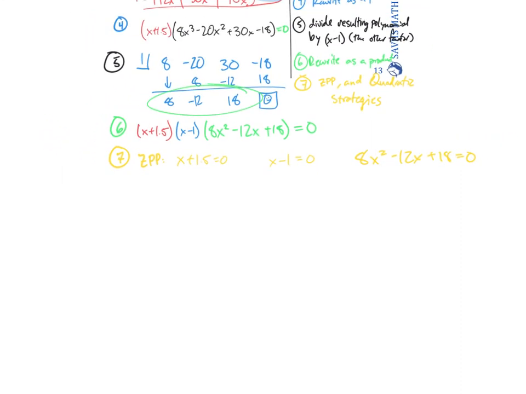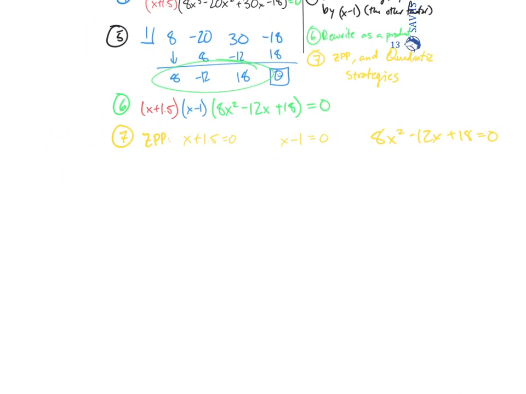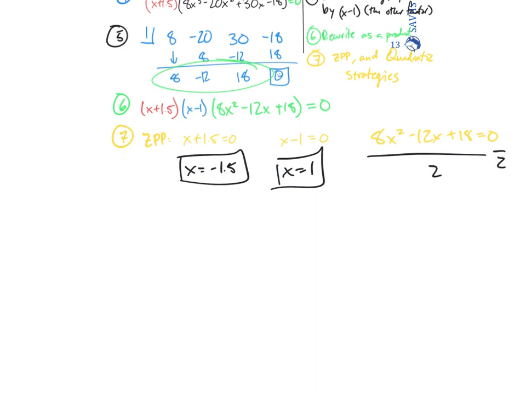I get x equals negative 1.5. That's one solution. x equals 1. That's the other solution. Then I notice these are all even, so I can divide everything in sight by 2 on both sides. So I get 4x squared minus 6x plus 9 equals 0.